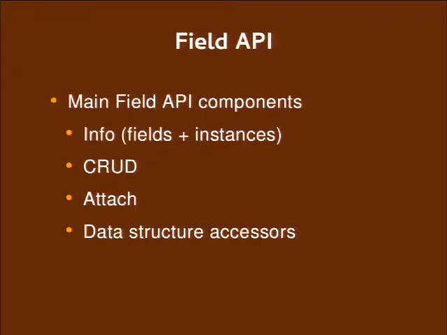four main areas. The info API, which will provide all the functions that you can use to retrieve information about fields and instances. Instances are just a particular instance of a field attached to an entity and a bundle. We will see afterwards what an entity and a bundle are meant to be, but in essence an entity type is a node or a taxonomy term or a comment, and the bundle is the equivalent of a content type for nodes, but extended to any entity type.